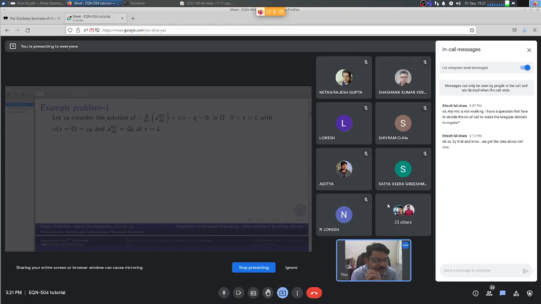Any thoughts on this? Sir, we can assume a function and satisfy the boundary condition. Okay. And which boundary condition? Sir, those that are given, like phi of x at x equal to 0 is phi naught. And we can satisfy this condition using a function that we can assume. Okay. Fine. Okay.